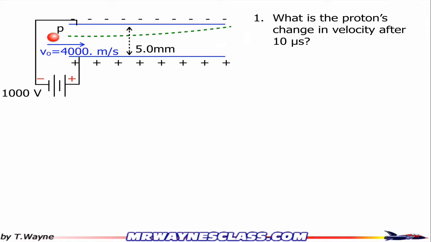So it's going to curve upwards because of the negative plate and the positive charge. They are going to pull it upwards. There's gravity acting on it, but it's not going to be as strong as the field in this case.